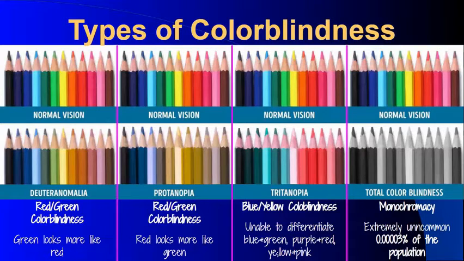Most individuals who are colorblind actually can see color to some degree. It is very rare for an individual to be totally colorblind and see everything in black and white. As you can see, that is about 0.00003% of the population, which is a very, very tiny number.